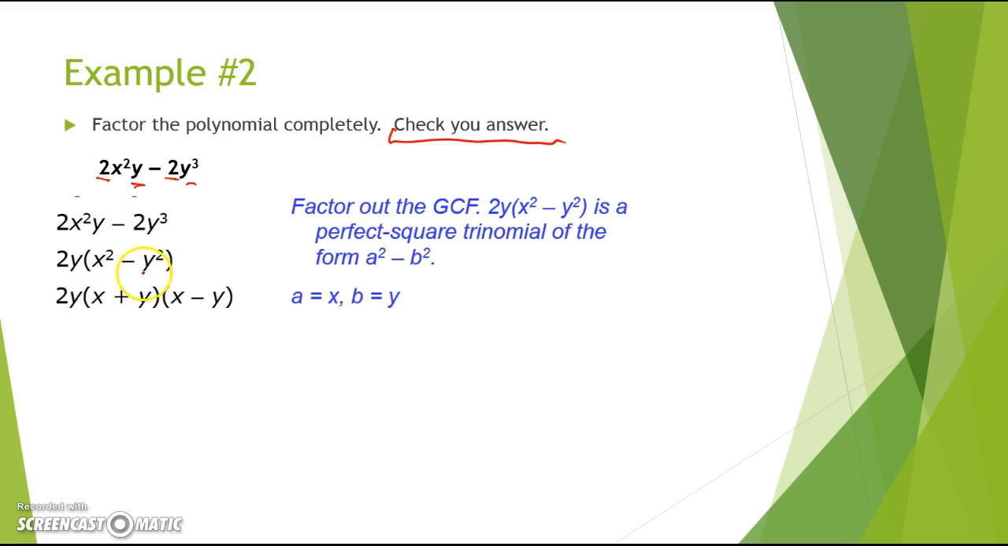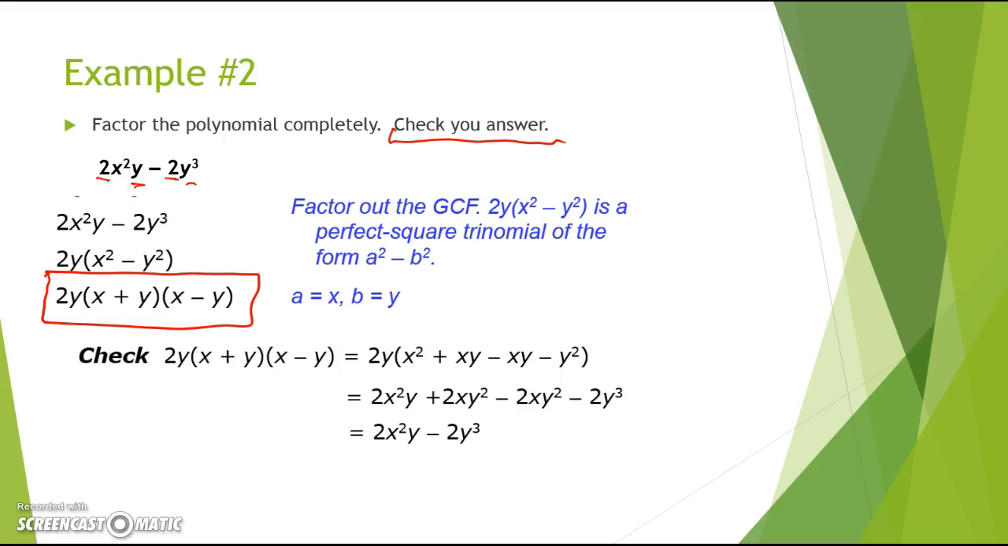How do you get x squared minus y squared? Well, this is the difference of two squares method, so that's going to be x plus y, x minus y. So you have 2y, parenthesis, x plus y, x minus y, and this would be our final answer. To check it, what you do is you are going to plug back in this 2y, x plus y, x minus y. You're going to plug that back into the original.